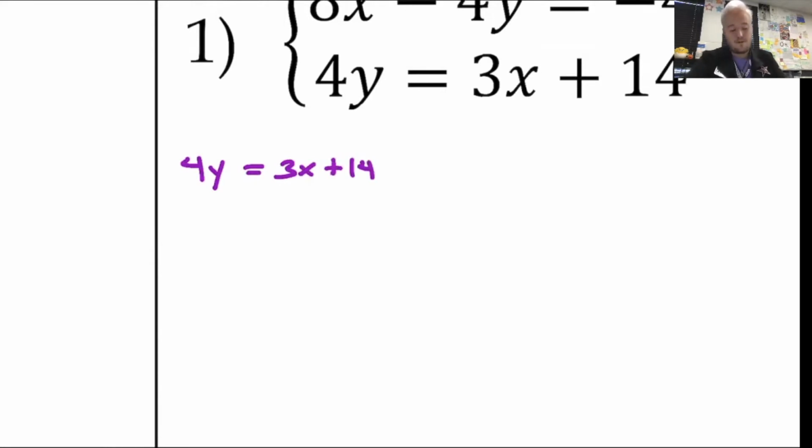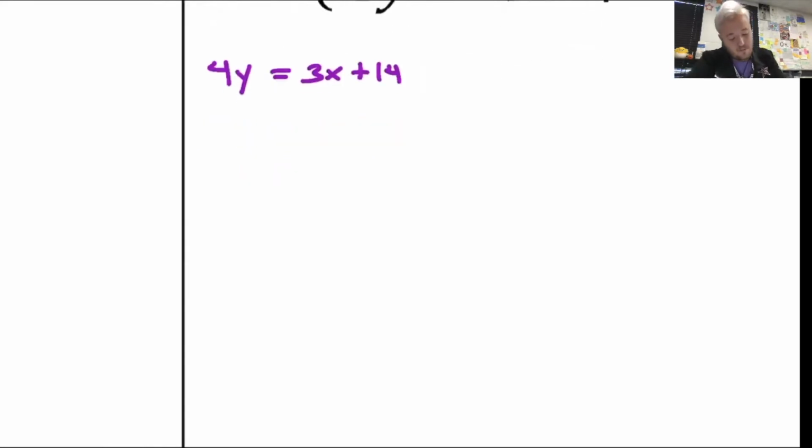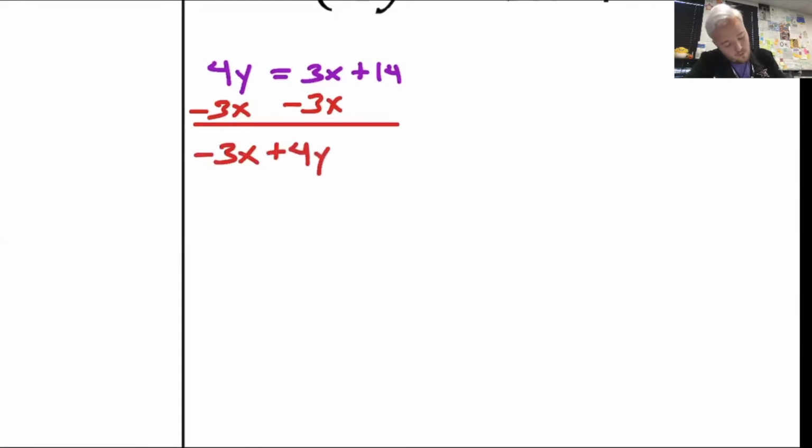So in order to put this in standard form, what I'm going to do is subtract 3x on both sides. So I'm going to have negative 3x plus 4y equals 14.